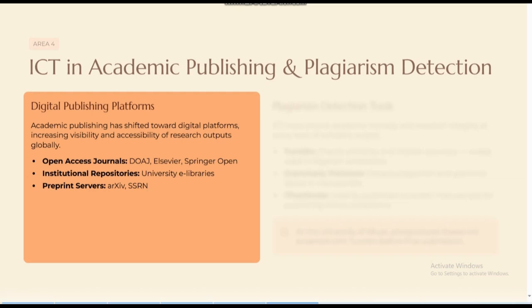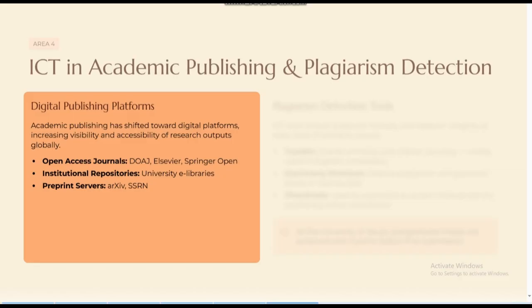One of the important aspects of academic writing is publishing, and today we have different publishing platforms that enable our academic work to be exposed globally online. Academic publishing has shifted from its traditional form towards digital platforms, increasing visibility and accessibility of research output globally. And we have some platforms that have made that possible.